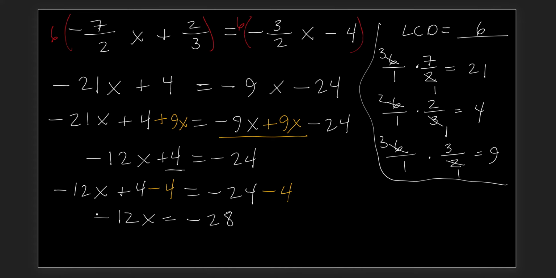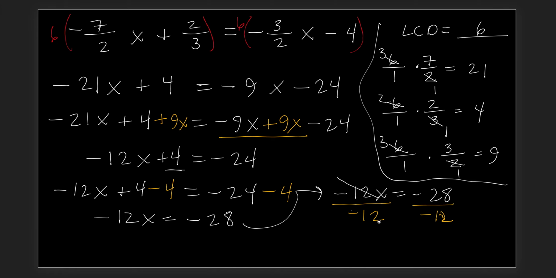And so we want the negative 12 away from x. So I'm going to take this over here. Maybe I'll have more room. Negative 12x equals negative 28. I need the negative 12 away from x. Negative 12 is being multiplied by x, so we do the opposite operation and divide. Divide by exactly what you want away from x, and you have to do it to both sides.